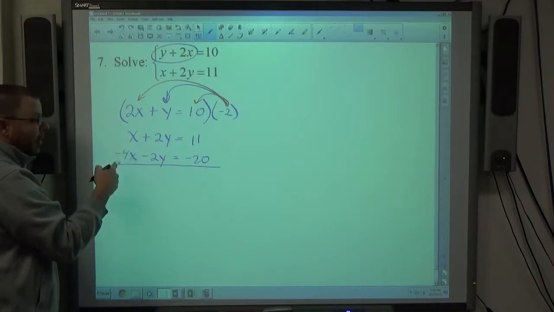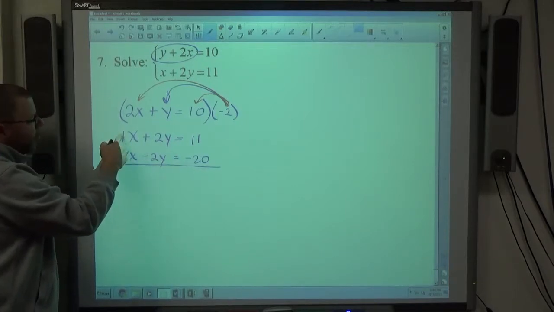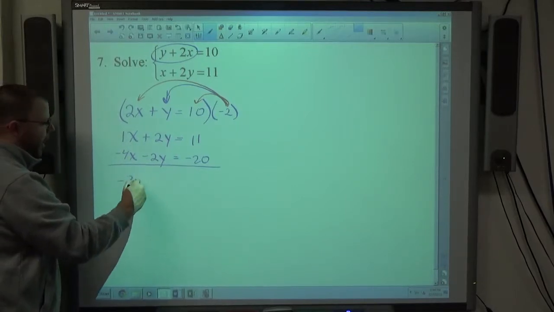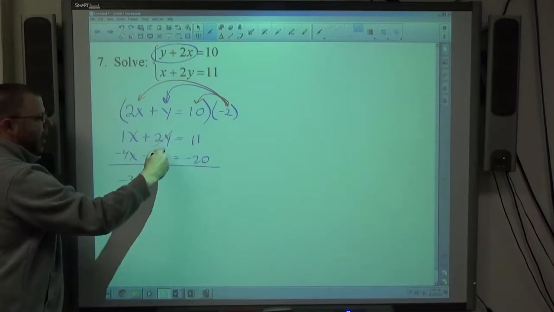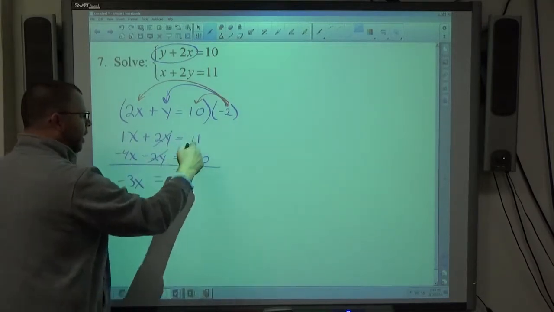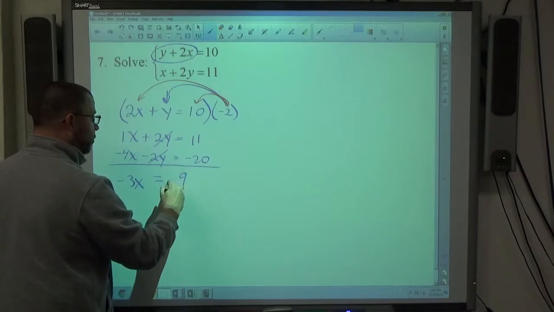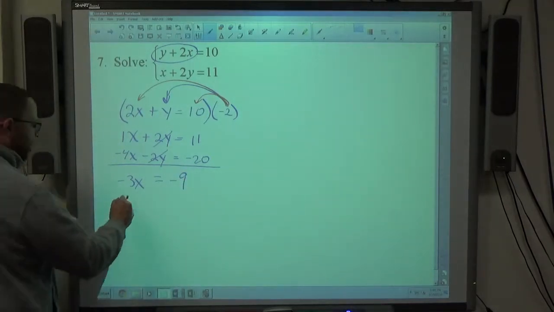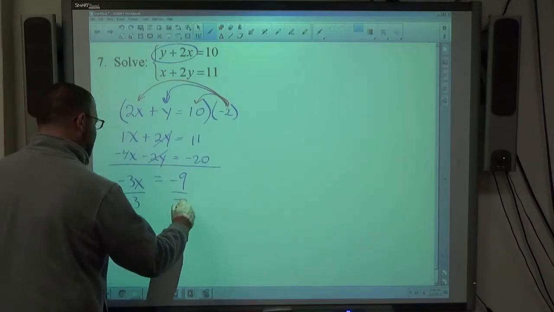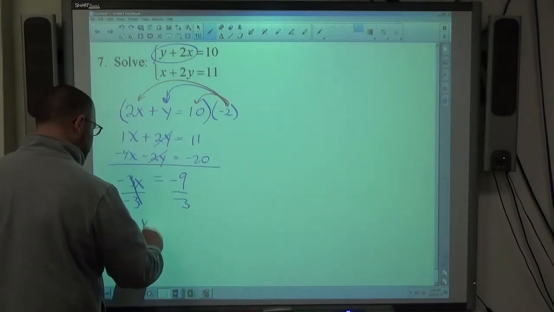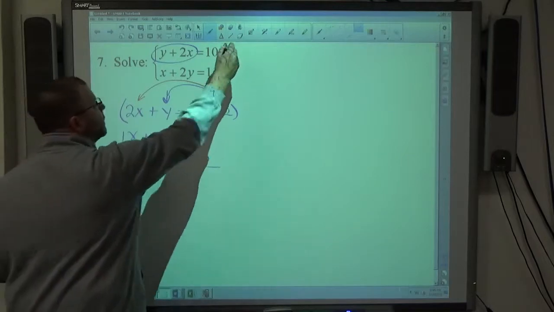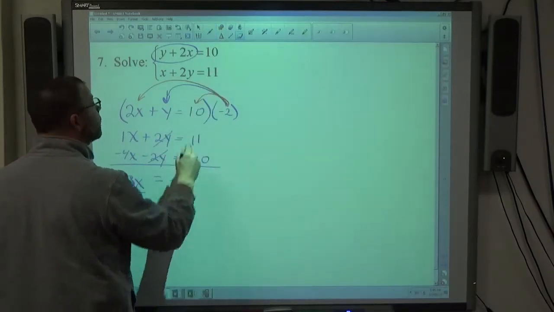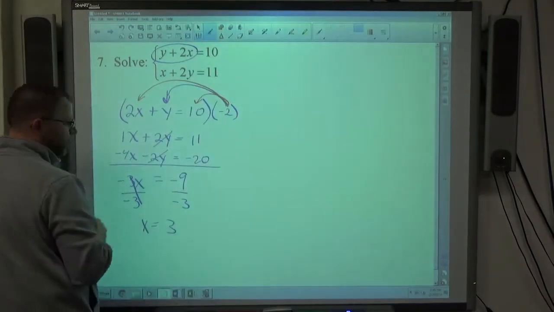I'm going to add or subtract based on sign. So what I have here is 1x minus 4x is negative 3x. 2y minus 2y is 0. 11 minus 20, again opposite sign, so I subtract, I get negative 9. Negative 3x equals negative 9, divide by negative 3, and that leaves me with x is equal to positive 3. Two negatives make the positive.